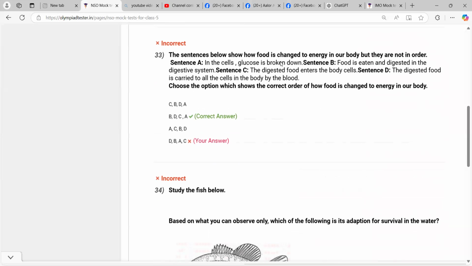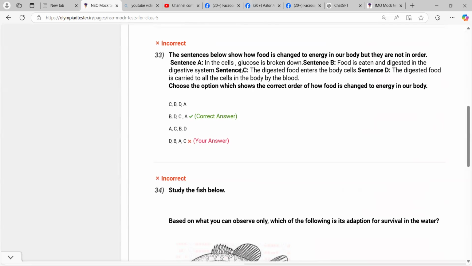The sentences below show how food is changed to energy in our body, but they are not in order. Sentence A, in the cells, glucose is broken down. Sentence B, food is eaten and digested in the digestive system. Sentence C, the digested food enters the body cells. Sentence D, the digested food is carried to all the cells in the body by blood. So the first sentence, in the cells, glucose is broken down.